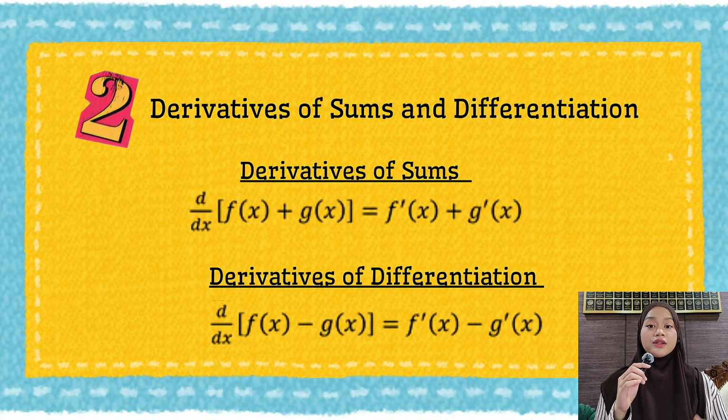The second technique is derivative of sum and difference. So these techniques are used when the derivatives you want to add with each other or subtract from each other. For example, derivative of sum: f prime x plus g prime x. An example for derivative of difference: f prime x minus g prime x.